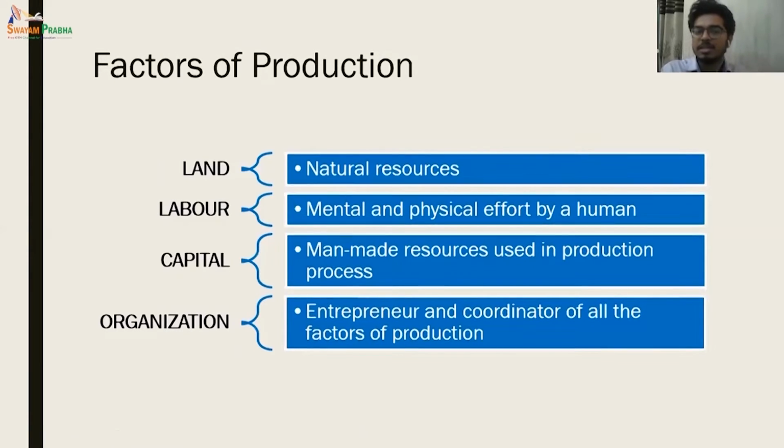So which are these factors of production? These factors of production, such as land, will be all those which are natural resources. It's not land means land, zamin, no. Land, it can be any source of natural resources. It can be water, it can be air, it can be any natural resources are generally considered as land.